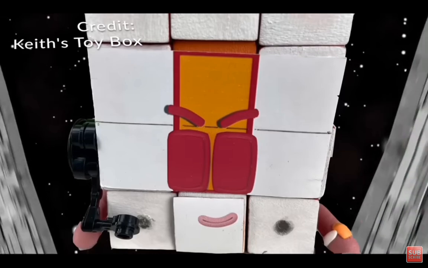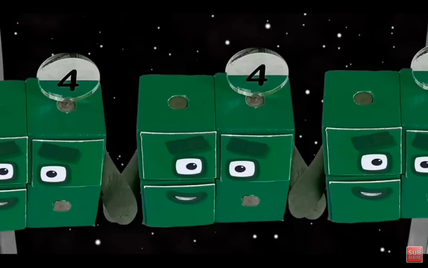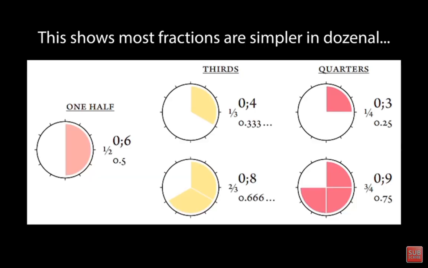For example, 1/3 of a dozen is a neat 4, since 12 divided by 3 equals 4, which in dozenal is written as 0.4. No endless 0.333 repeating. This makes everyday fractions, halves, thirds, quarters, etc., nice and tidy in base 12.